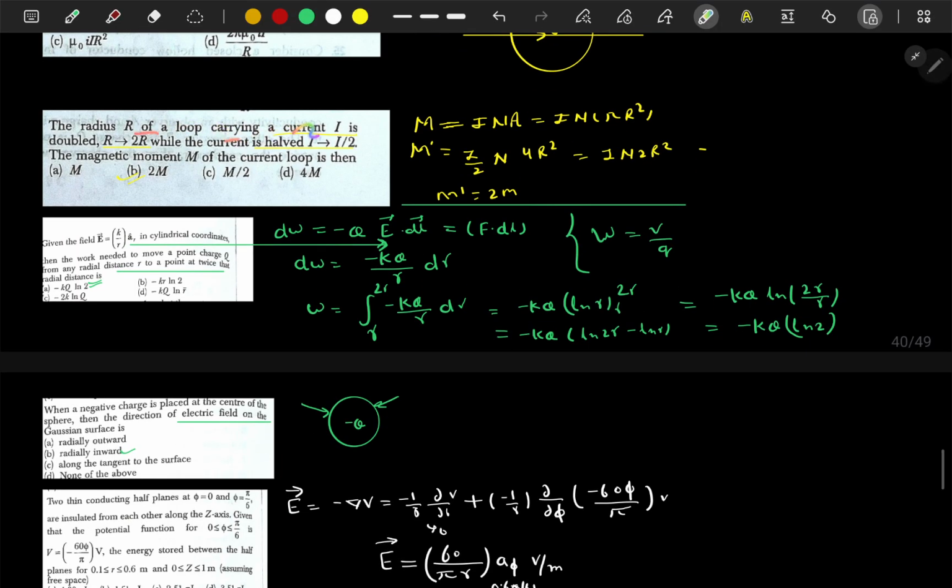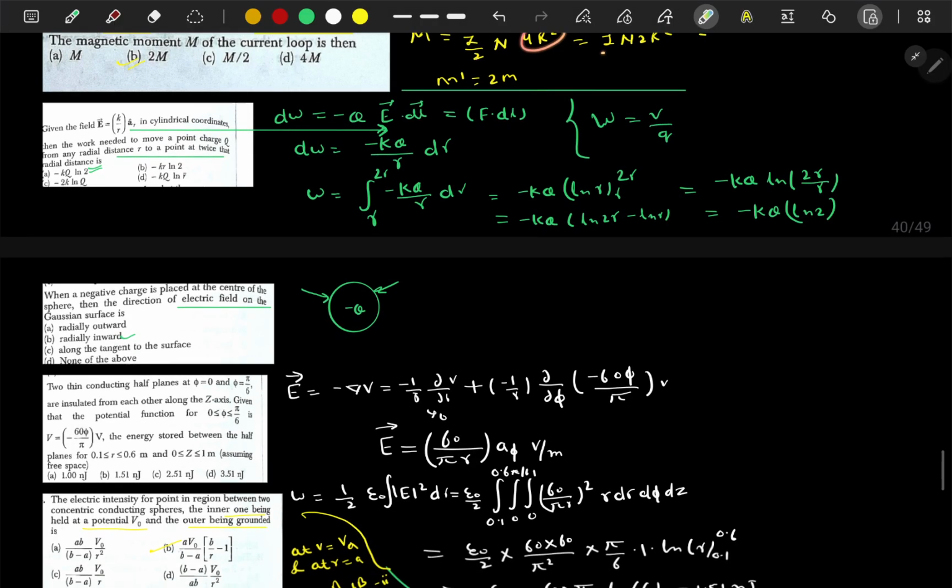The radius r of a loop carrying current I is doubled, r to 2r, while the current is halved. The magnetic moment m of the loop, what is m? It is proportional to I and r square. So when I is halved and r is doubled, r square becomes 4r square. After solving this, you are getting 2m.